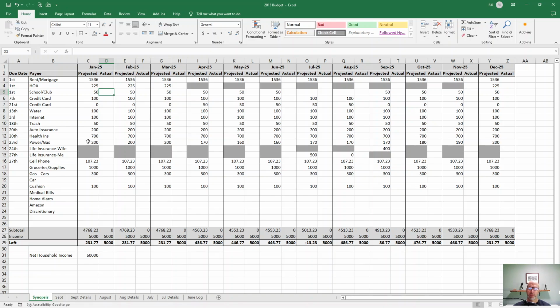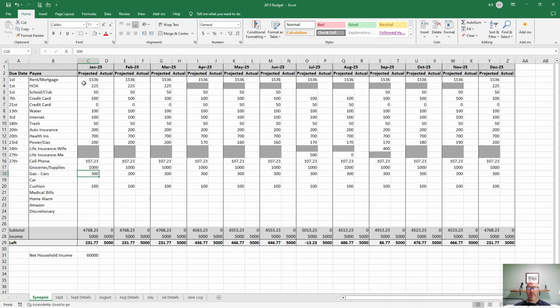Power and gas, that may be a little bit more difficult, but internet, cell phone, things like that, you can absolutely shop around and find better deals. Groceries, things along those lines, the gas expenditures, if you're able to save money every month, then that's money that can be allocated towards other bills.